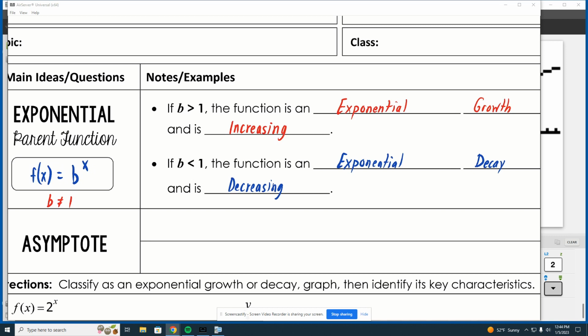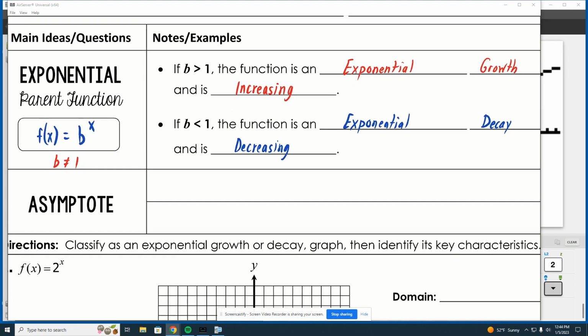Okay? Now, with exponential graphs, whether it's growth or decay, there's this weird thing that they all have, and it's called the asymptote. An asymptote. This is some of the weird readings that you probably have done, Kamani. You probably know what an asymptote is, right?